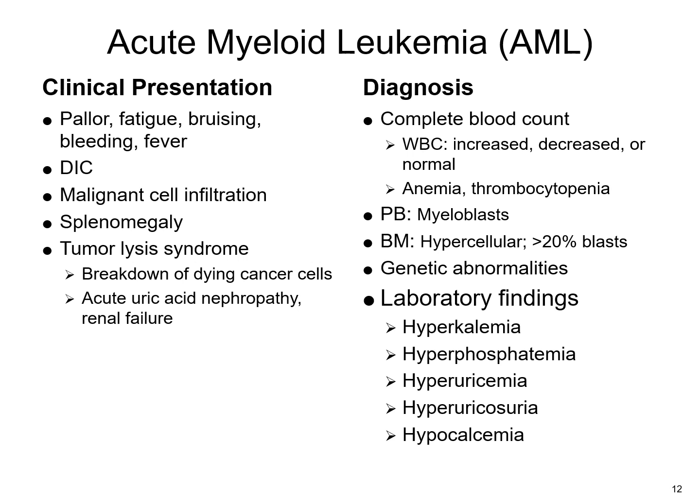Now, as far as diagnosis, what you're going to see within your CBC, you could potentially see increased, decreased, or normal white blood cell count. It's just going to depend on the progression of the disease process. But you also are going to see things like anemia and thrombocytopenia. When you're reviewing your peripheral blood smear, you're going to see a lot of the myeloblasts. Within the bone marrow, it could be hypercellular with greater than 20% blasts that are actually going to be present. And you could also do testing and find various genetic abnormalities.